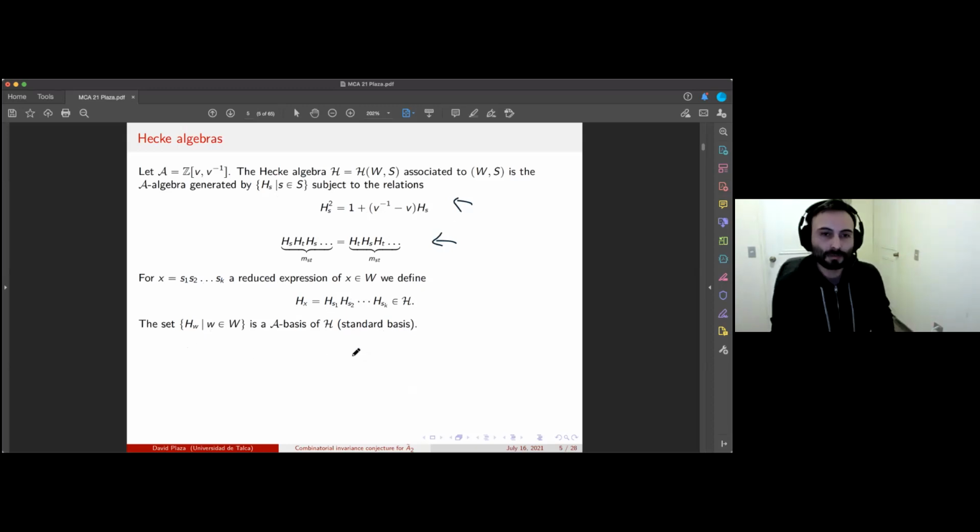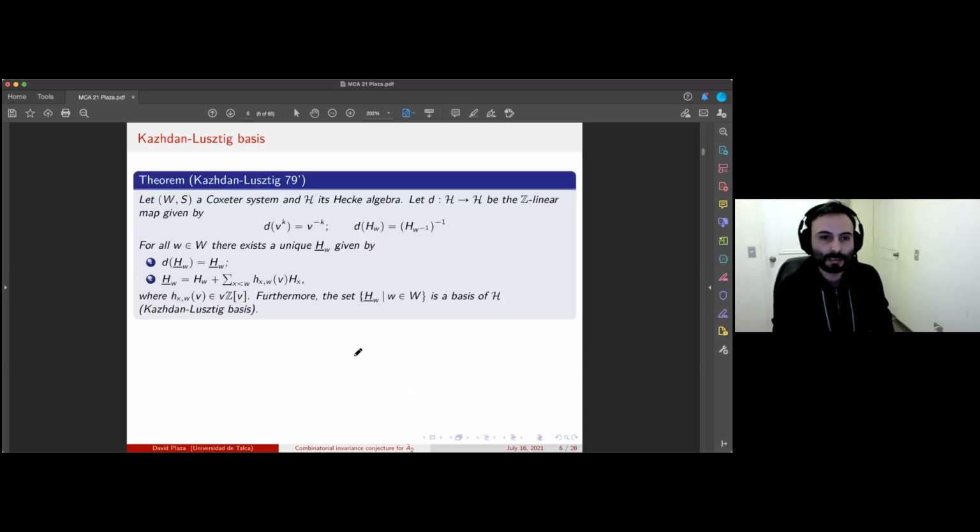But in order to define Kazhdan-Lusztig polynomials, we need to consider another basis, the Kazhdan-Lusztig basis of a Hecke algebra. And this was introduced by Kazhdan and Lusztig in '79. So if W is any Coxeter system and H is its corresponding Hecke algebra, we consider a Z-linear map D from H to H given by these 2 conditions. This D is what Christian called the bar involution.